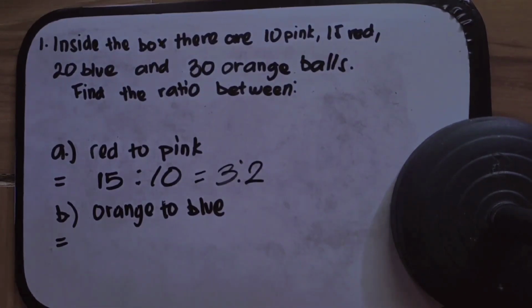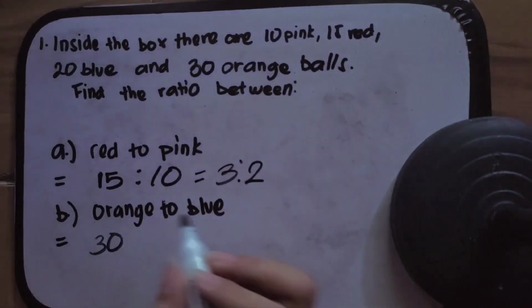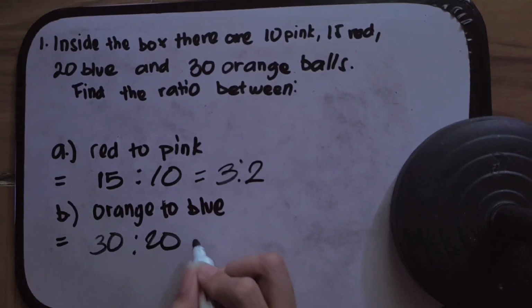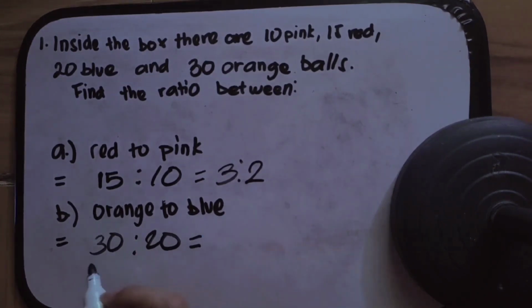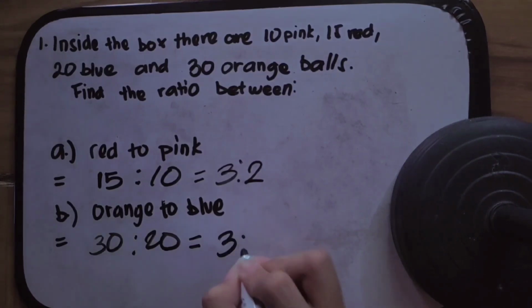Letter B. Orange to blue. Ilang orange ang meron? 30. Ilang blue ang meron? 20. So, pwede din natin itong i-simplify. 30 to 20 magiging 3 to 2.